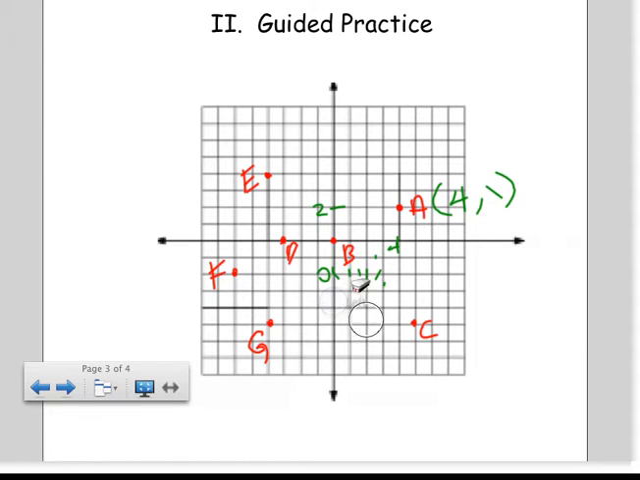I need to try again. This is getting a little slow. Hopefully that fixes by the next one.